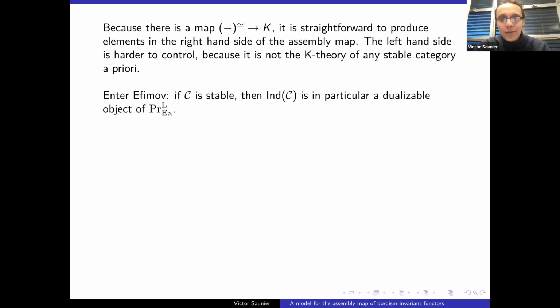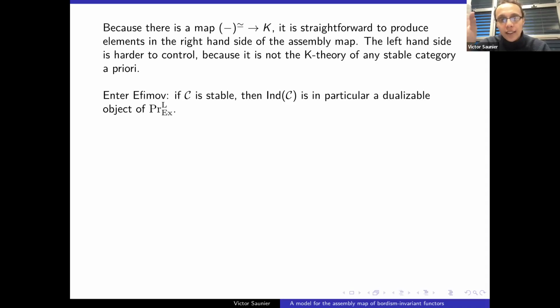But there is recent progress that allows you to do this more easily. If you have a small stable category, then you can Ind-complete it, freely adjoining filtered colimits to it. This is now a presentable stable category. And this category of presentable stable categories, called PrLst, has a tensor product that makes it a symmetric monoidal category. This is called the Lurie tensor product. And whenever I have a symmetric monoidal category, I can ask whether an object is dualizable or not. This is a property of an object. And I claim that Ind C is such a dualizable object.